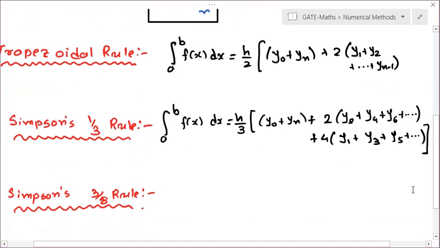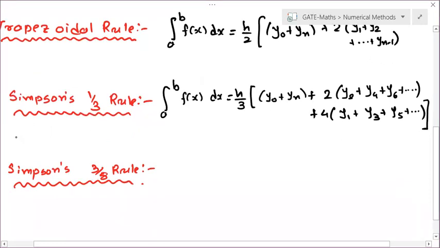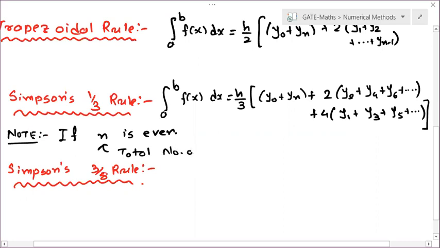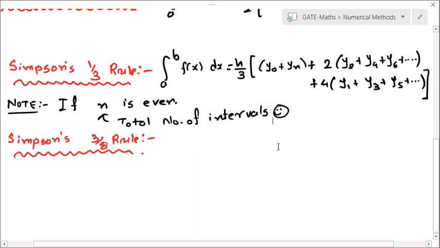Now let us see Simpson's 3 by 8 rule. Simpson's one-third rule is applicable if the total number of intervals n is even. So n gives the total number of intervals. If n is even, then definitely n minus 1 will be odd. For odd, your last term will be y(n-1), and for even it will be y(n-2). But I'm not giving you that as of now because it will create confusion.